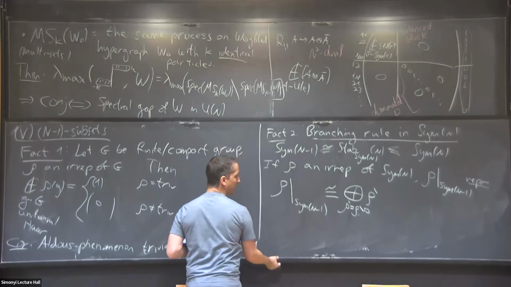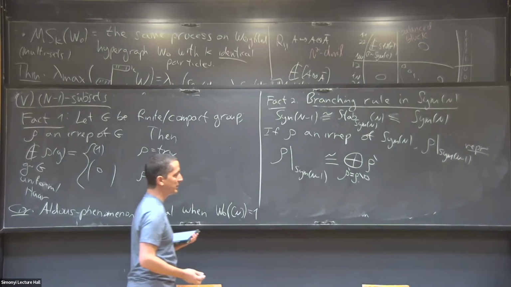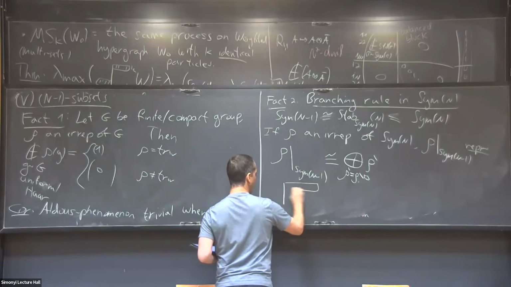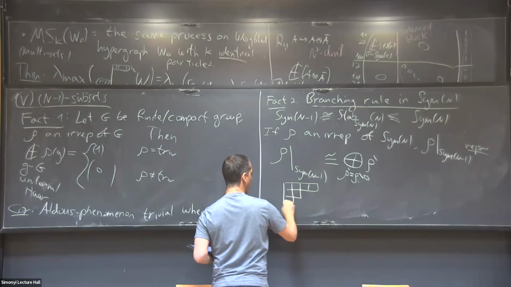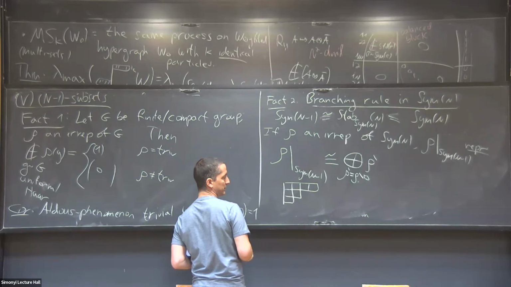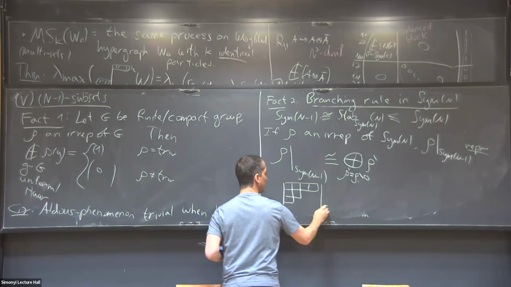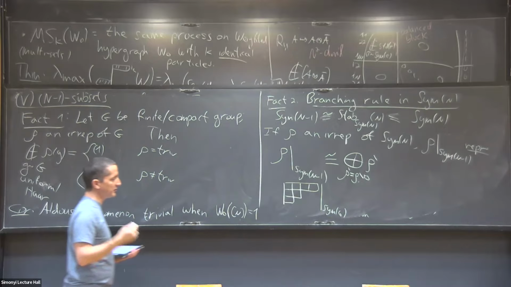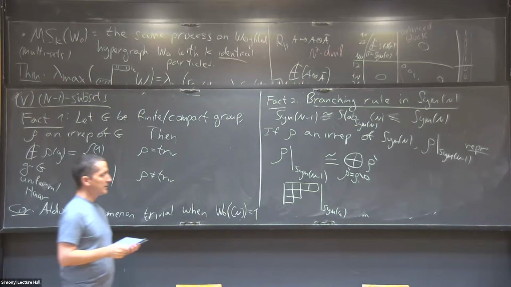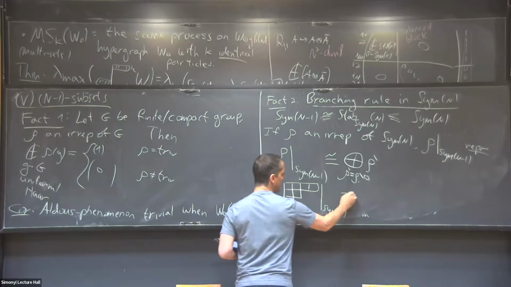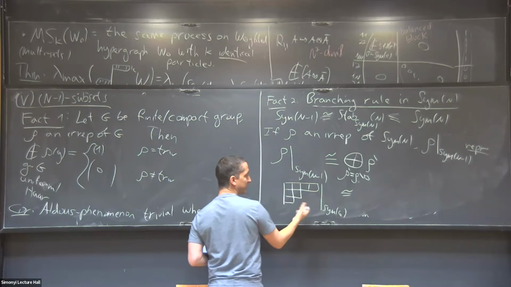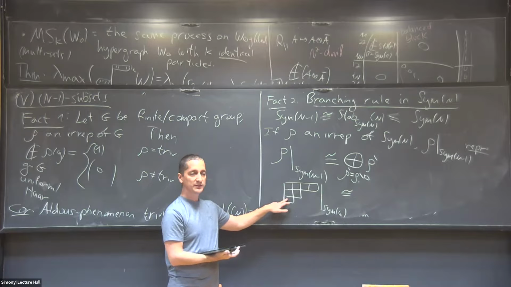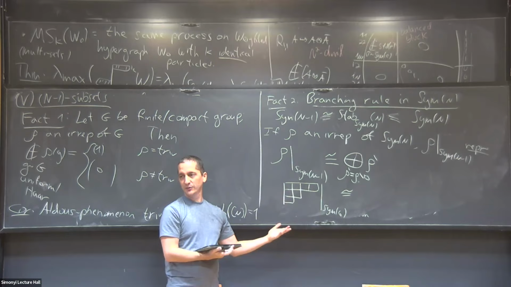So what does it mean? Remember, representations of the symmetric group are Young diagrams. For example, if I take this one, this is S7, the symmetric group S7. If I restrict it to the subgroup of permutations that fix the number 7, it's going to be a sum of all the Young representations corresponding to Young diagrams where I omit one square, but I still need to get a Young diagram.